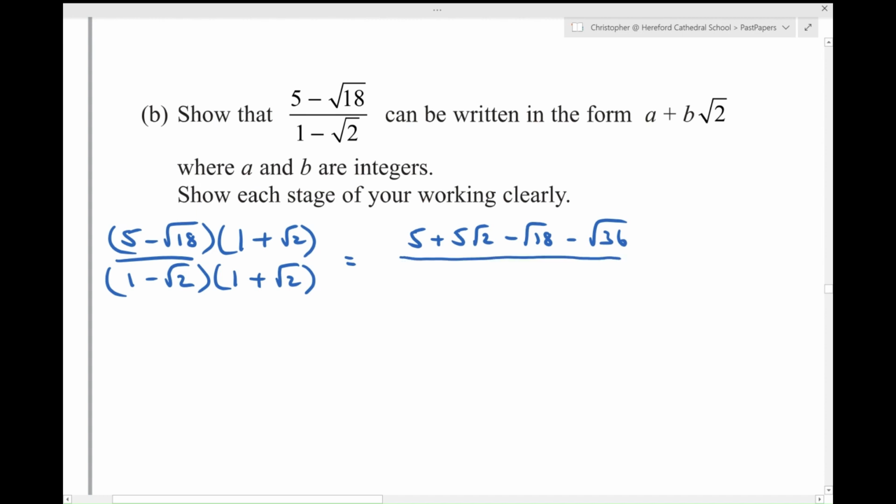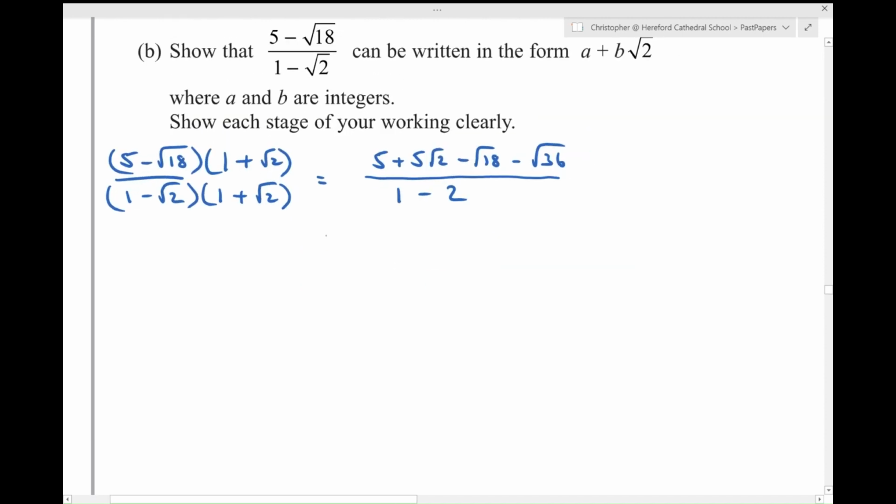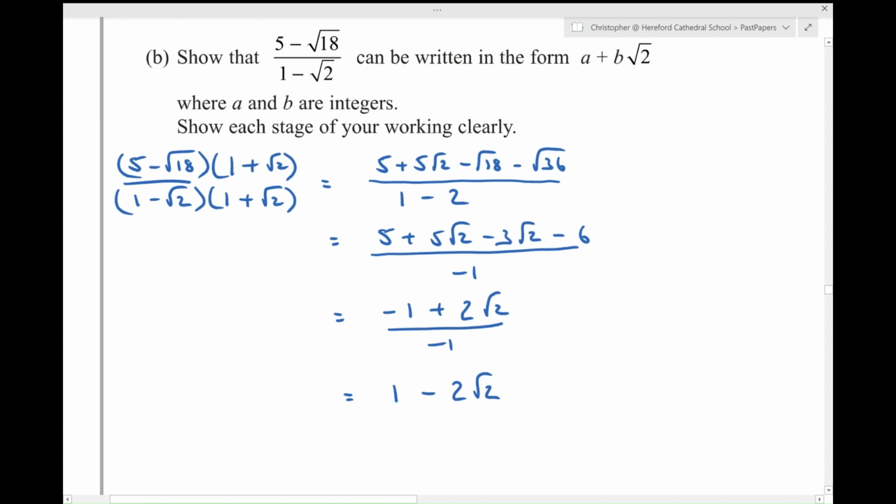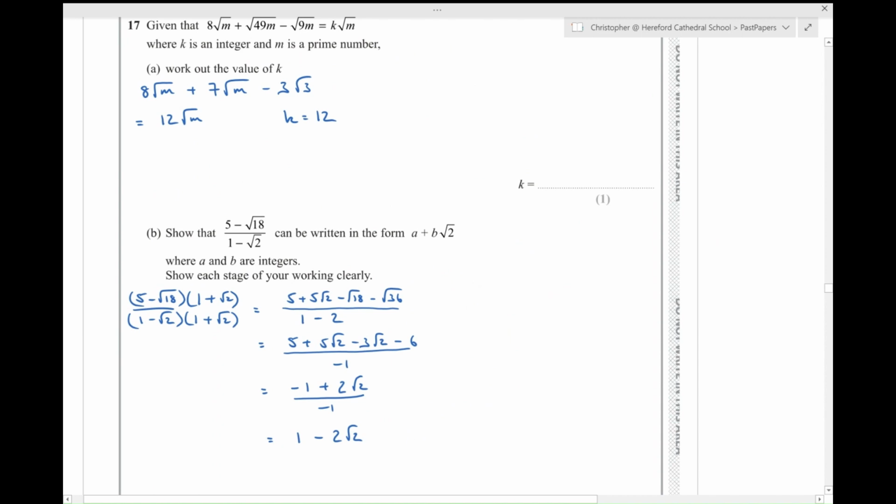All over 1 times 1 is 1. My middle terms knock out. Minus root 2 times root 2 is 2. Okay. Now what's going to happen here to my numerator? Well, I've got 5 plus 5 root 2. Now this root 18, I can take a 9 out of there. It's going to be 3 root 2, minus root 36 is 6. All over minus 1. Simplify the top now. I've got minus 1 plus 2 root 2 all over minus 1. So my final answer is going to be 1 minus 2 root 2. Okay, that's part b done, and that is the end of question 17.